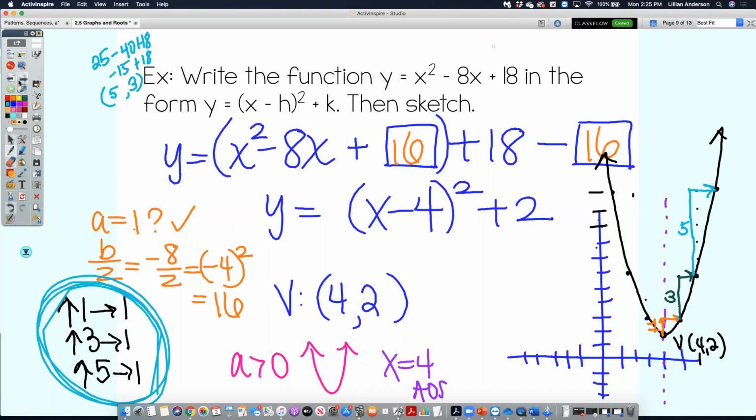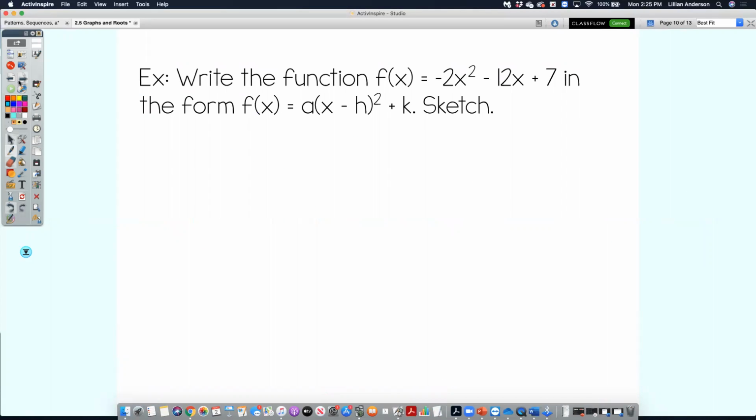When the a value is not 1, like in this case, it does affect your process a tad bit, because now that you have an a value, you have to factor that a out. You basically have to make sure that the a inside your parentheses, before you do half of b and stuff, still needs to be 1.